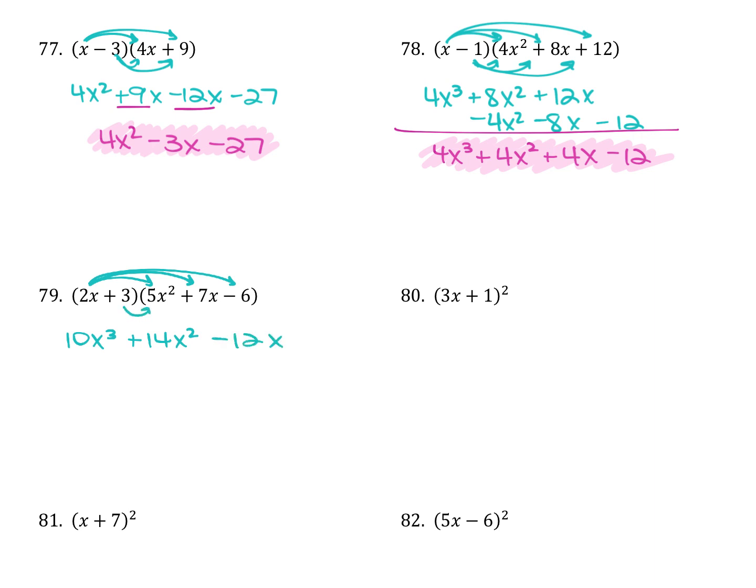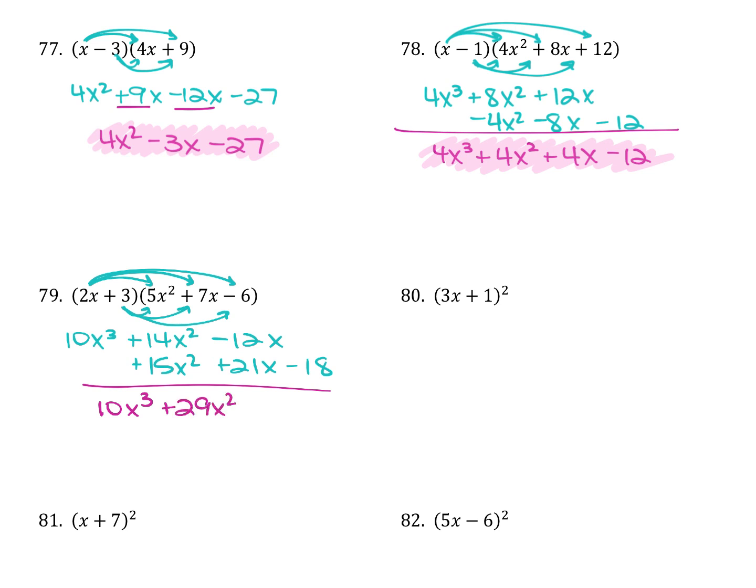So 3 times 5x squared is 15x squared. 3 times 7x is 21x. 3 times negative 6 is negative 18. From here, combine your like terms. So it gives you 10x cubed plus 29x squared.